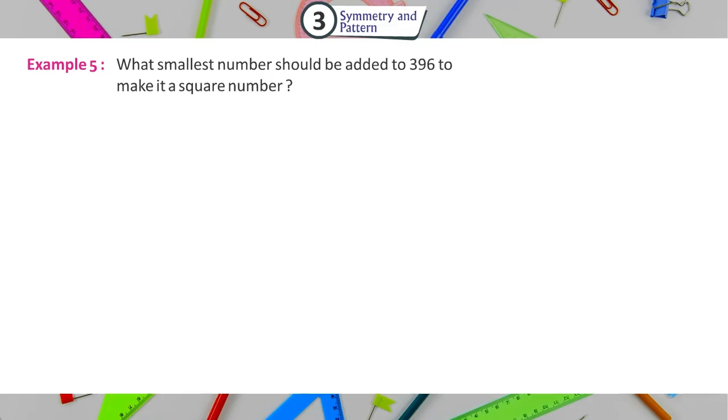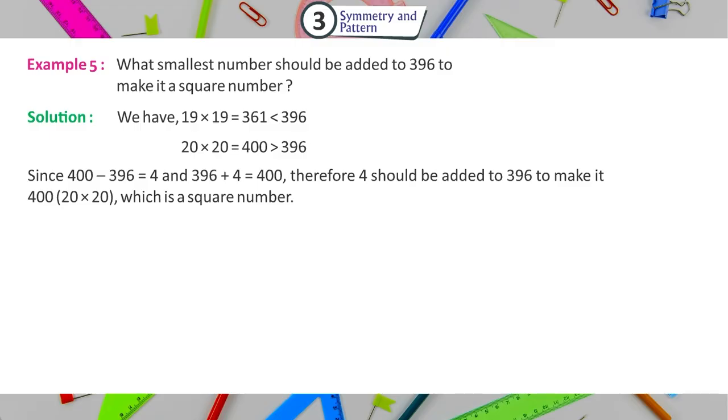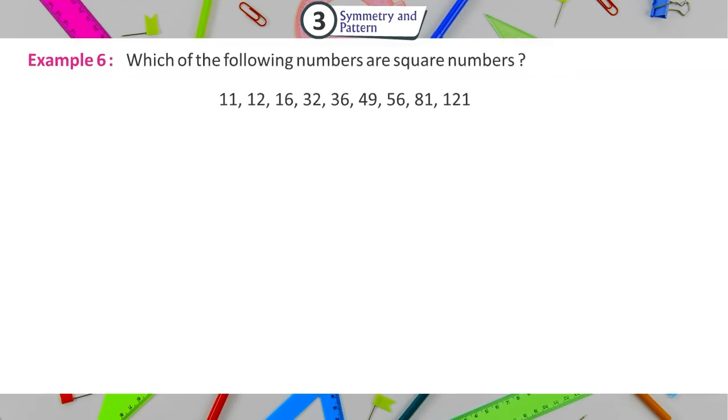Example 5. What smallest number should be added to 396 to make it a square number? Solution. We have 19 into 19 is equal to 361, which is less than 396. 20 into 20 is equal to 400, which is greater than 396. Since 400 minus 396 is equal to 4, and 396 plus 4 is equal to 400, therefore 4 should be added to 396 to make it 400, 20 into 20, which is a square number.